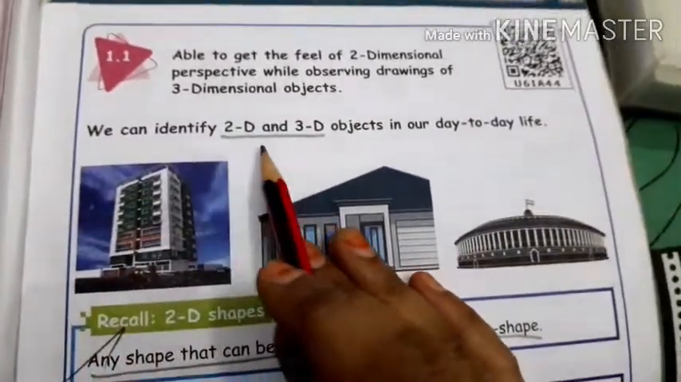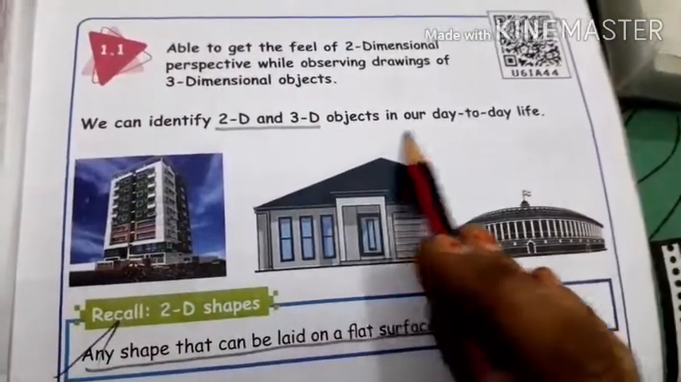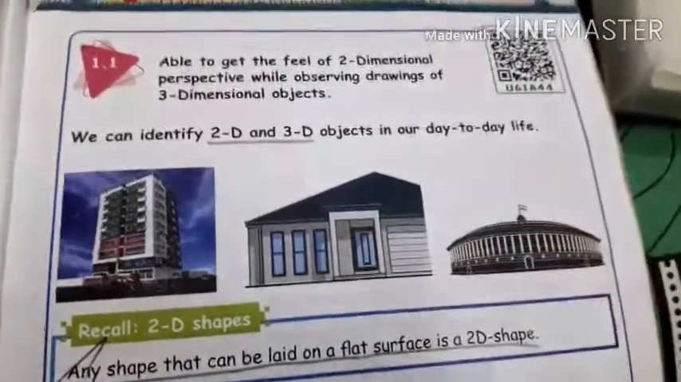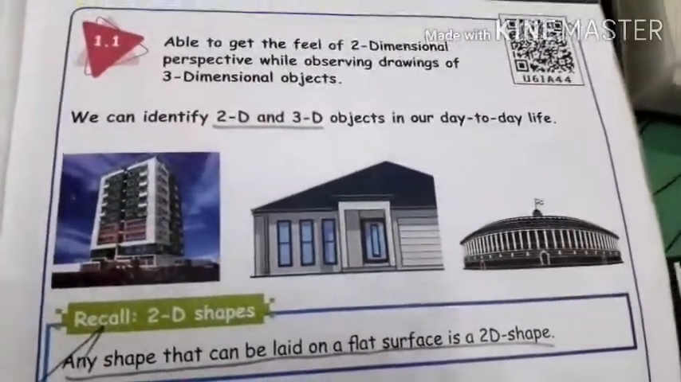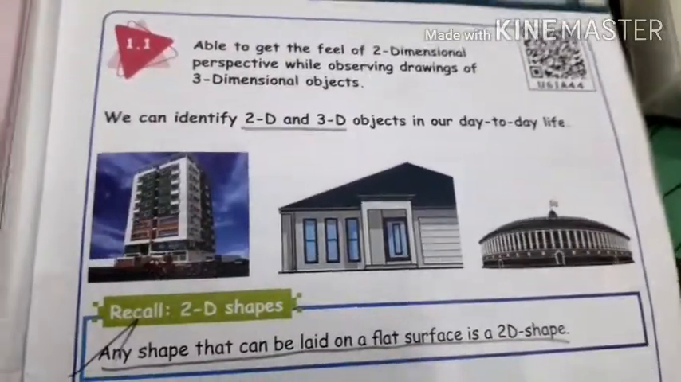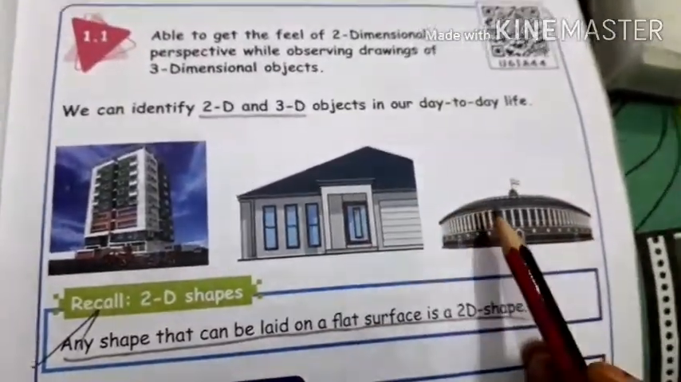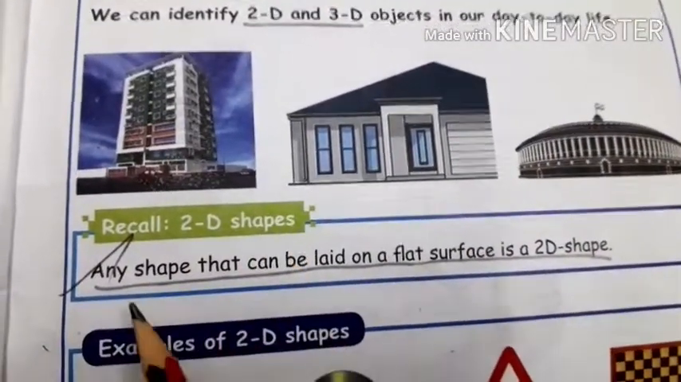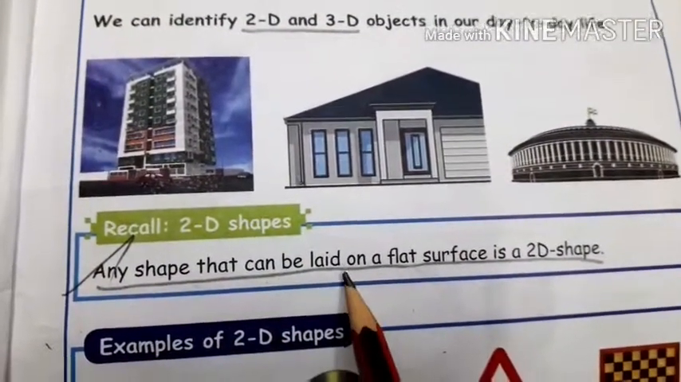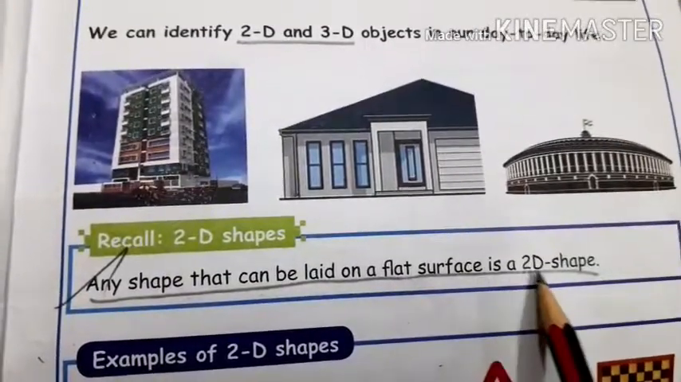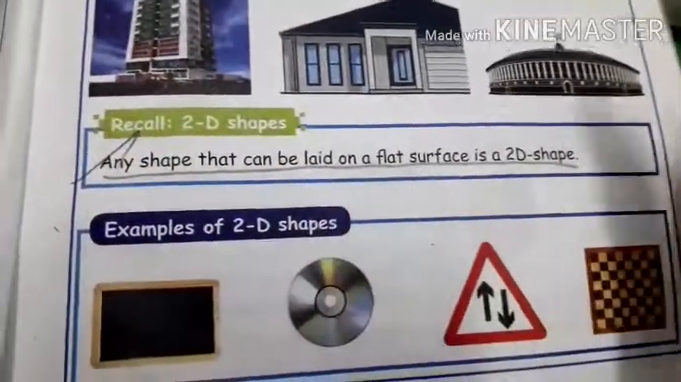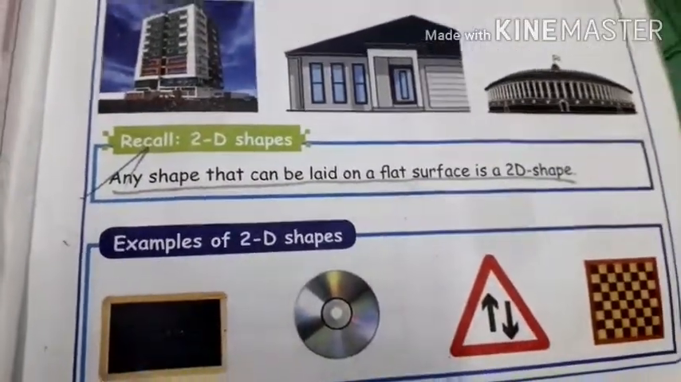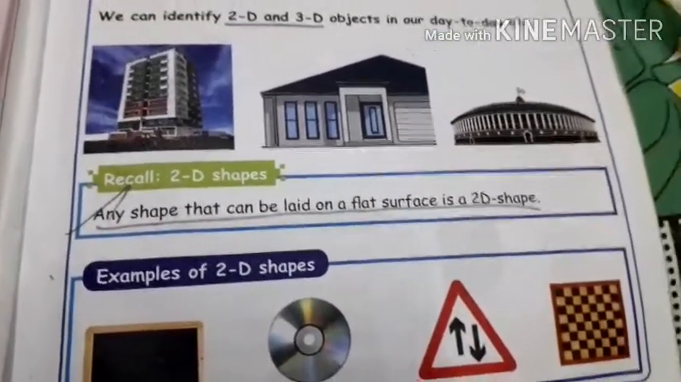So we can identify 2D and 3D objects in our day-to-day life. You have seen 2D and 3D shapes around you. Okay, recall 2D shapes: any shape that can be laid on a flat surface is a 2D shape. So if a shape is on a flat surface, it is a 2D shape.